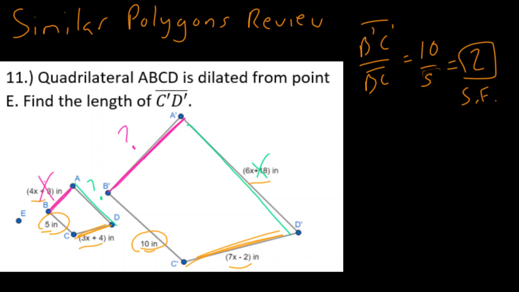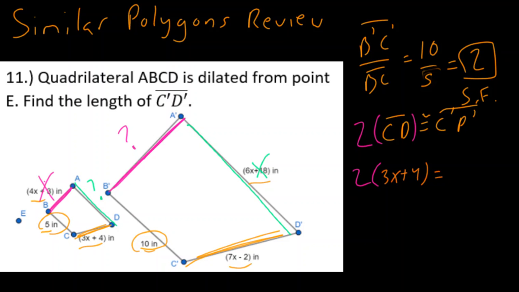Now notice, it is not true to say that CD is congruent to C prime D prime. That is a false statement. It's only made true when we actually multiply CD, our original shape, by our scale factor of 2. Now once we do that, this becomes a very easy problem. We know that CD is 3x plus 4, and we'll set that equal to C prime D prime, 7x minus 2. And remember, we can only set them equal when multiplying by our scale factor.